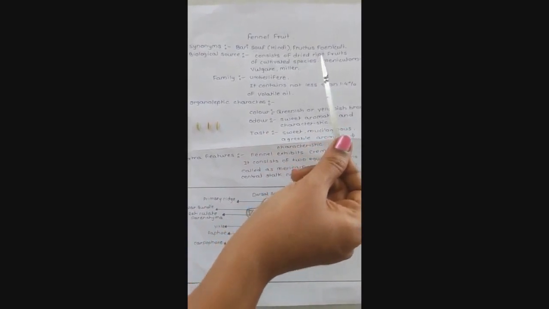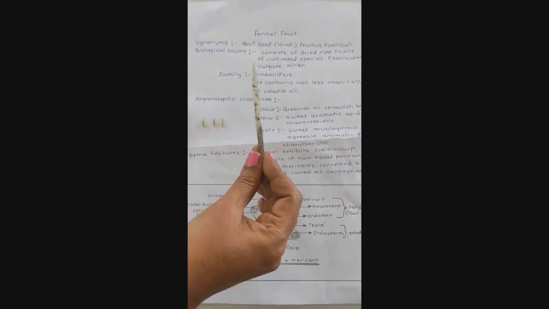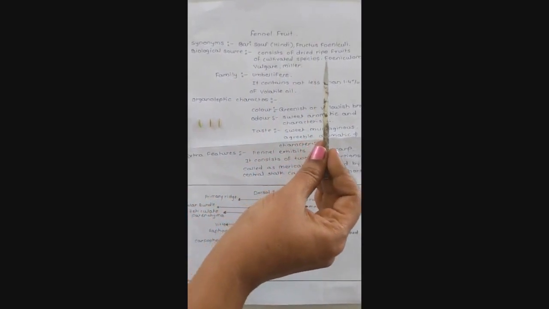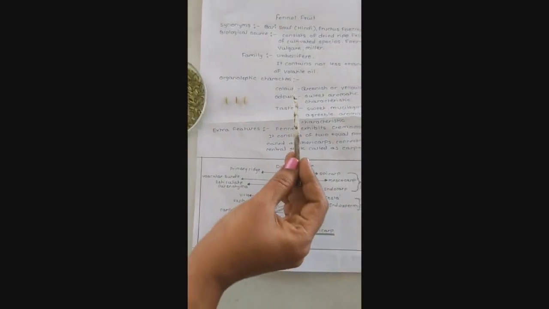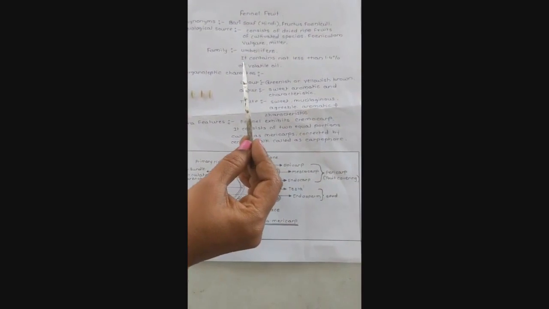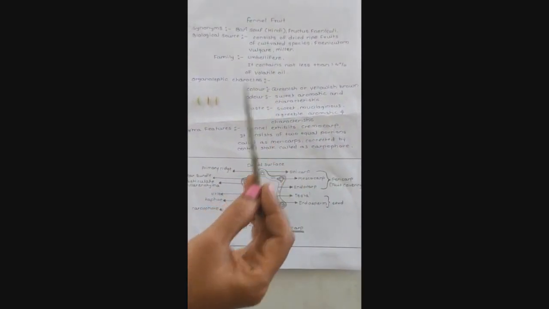It is also called Fructus foeniculi, where the biological source consists of dried ripe fruits of cultivated species of Foeniculum vulgare Miller, and that belongs to the Umbelliferae family. This fennel fruit is commonly known for its volatile oil content, where it contains not less than 1.4% of volatile oil.